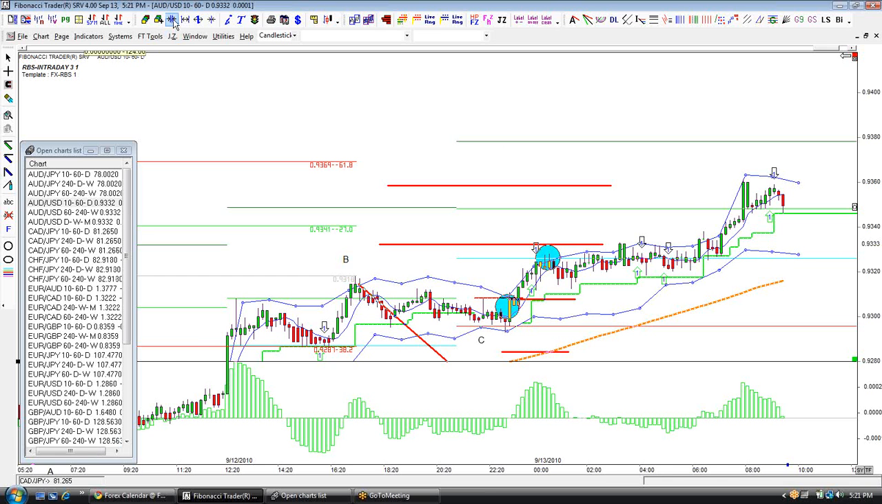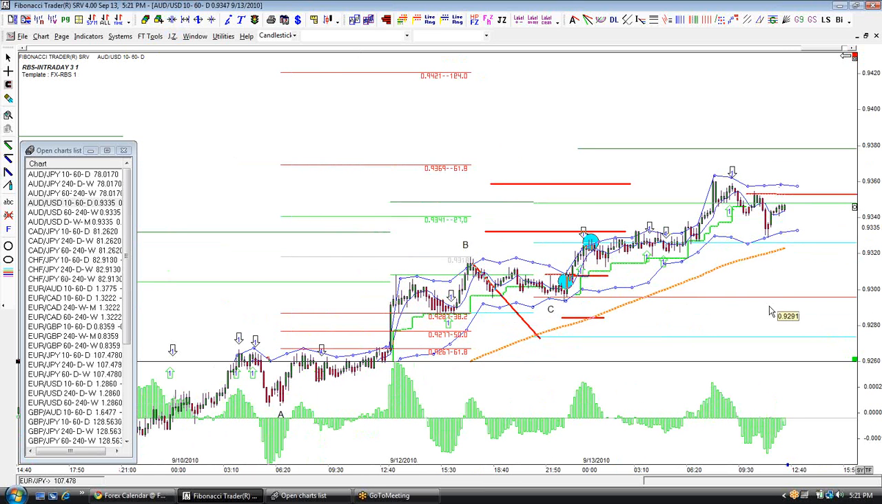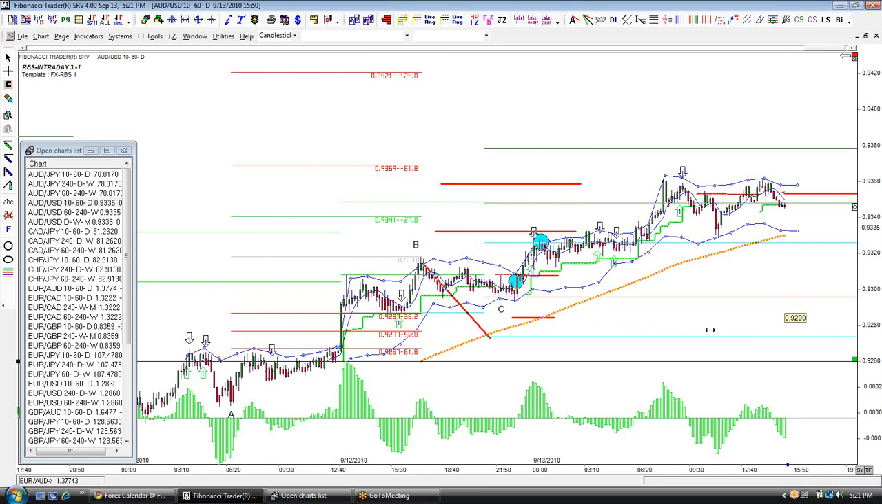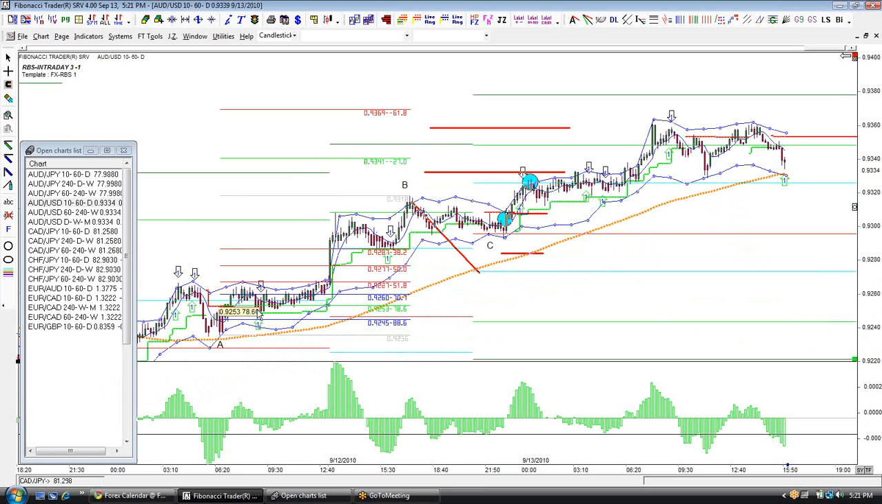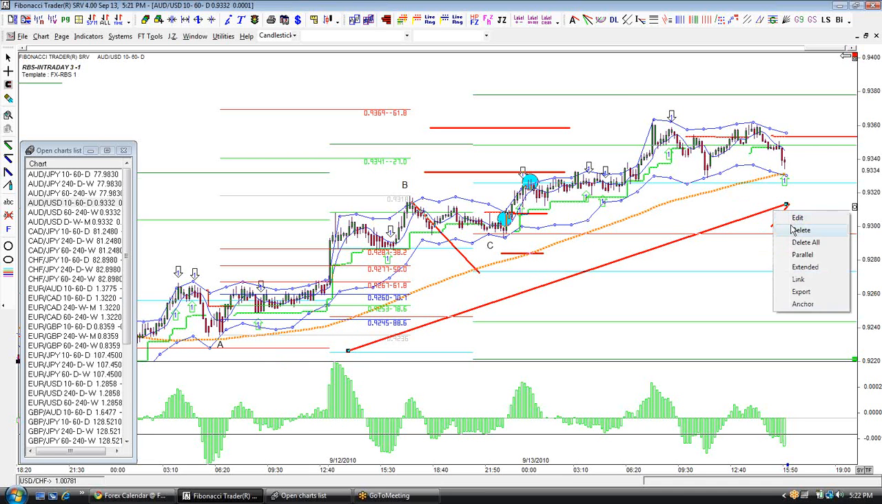Now, the last issue most traders have is, okay, we are in an uptrend, correct? How far does that trend go? Some guys can draw trend lines at support and resistance lines. Sometimes they work, sometimes they don't.